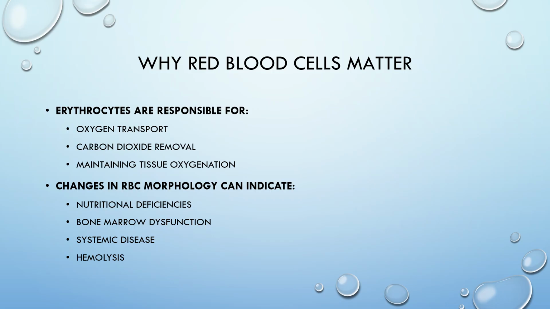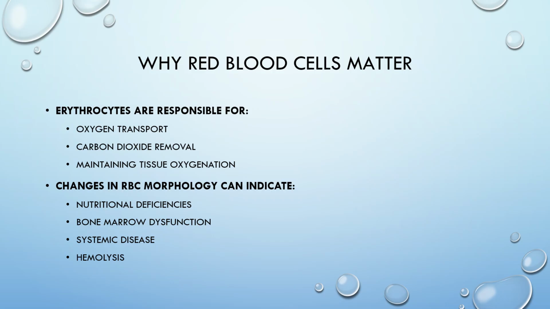Now, because red blood cells are so central to physiologic function, disturbances in red blood cell production, structure, or survival can have widespread consequences. When erythrocytes are abnormal, we may see signs of nutritional deficiencies like iron, B12, or folate deficiencies, bone marrow dysfunction, systemic disease, or hemolysis, where red blood cells are destroyed prematurely. What's particularly interesting is that many of these problems leave fingerprints on red blood cell morphology.